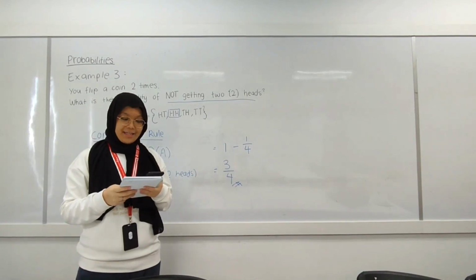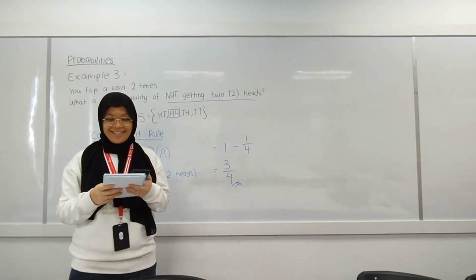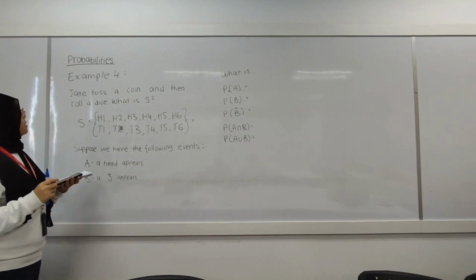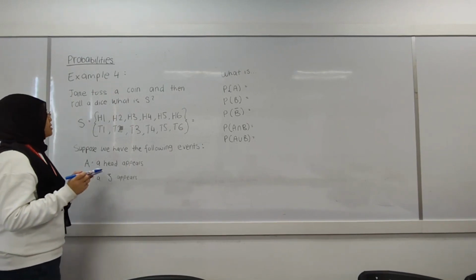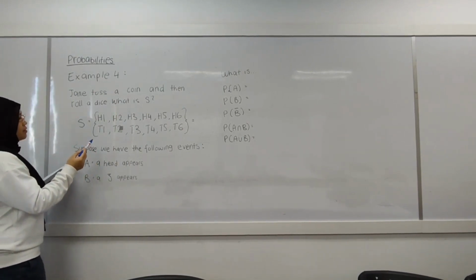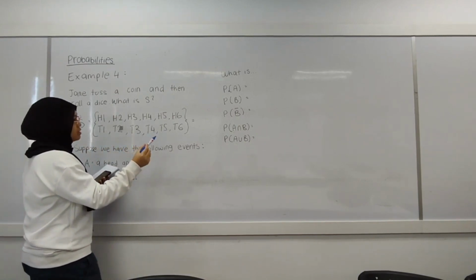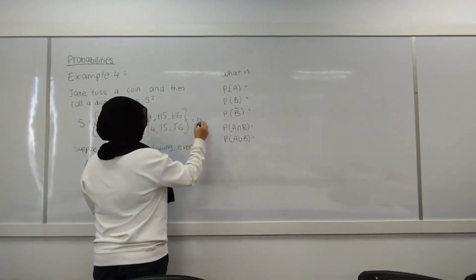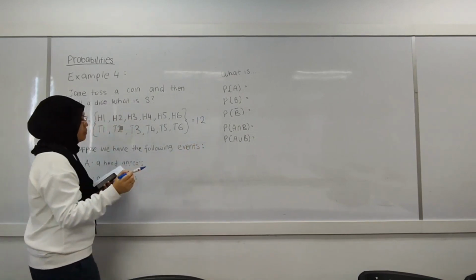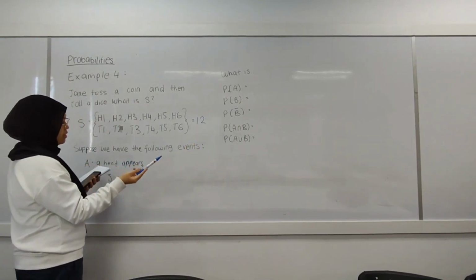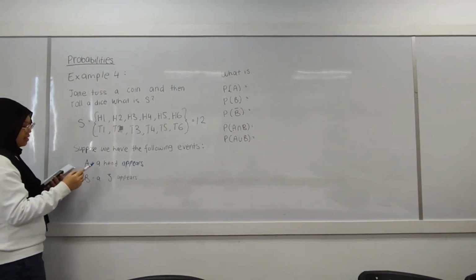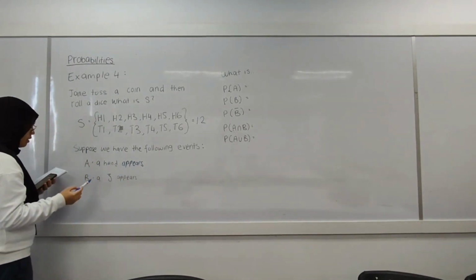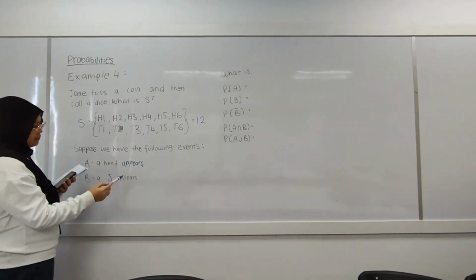So let's go to the last example. For the last example, Jane tosses a coin and then rolls a dice. What is S, the sample space? So this is the sample space, which has 12 outcomes. Suppose we have the following events. So we get 2 events. Event A, a head appears. Event B, a 3 appears.